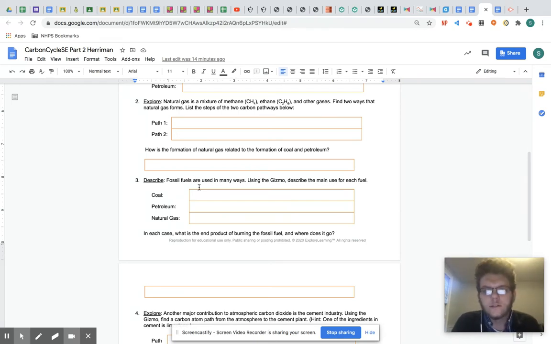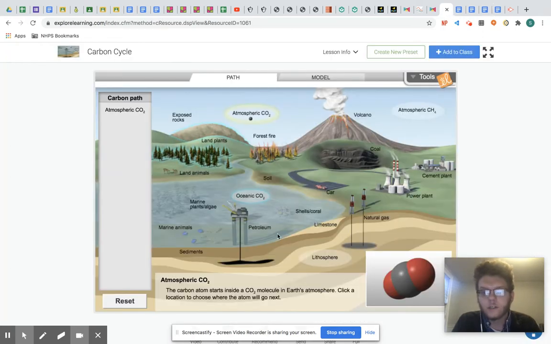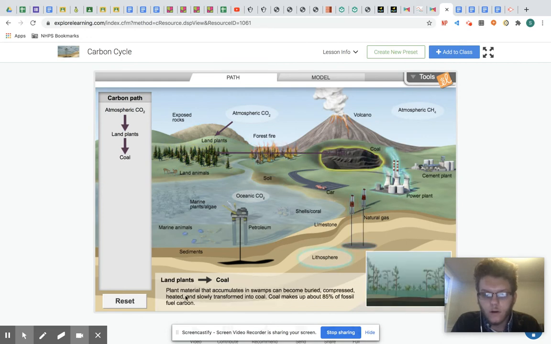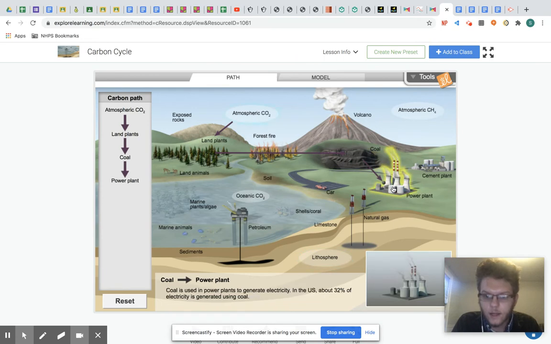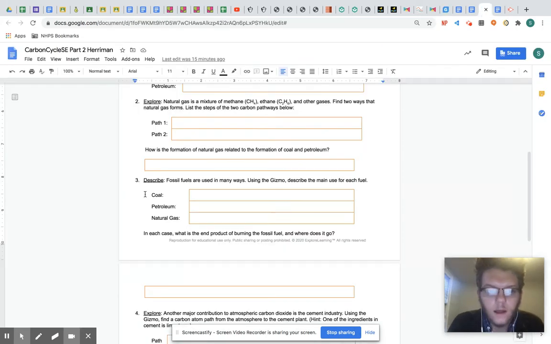Once you've found coal, petroleum, and natural gas, we want to identify what their main use is. That's where we're going to be reading up on what they are used for, to see what humans use these for. And sometimes that might require going to a different step in the process to see how we tend to use them. You're going to do this for each of these fuels.